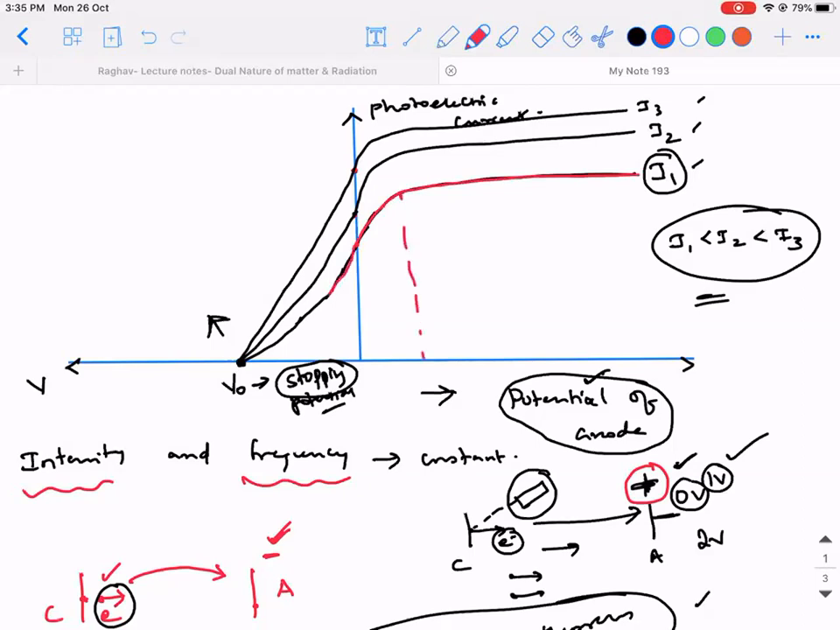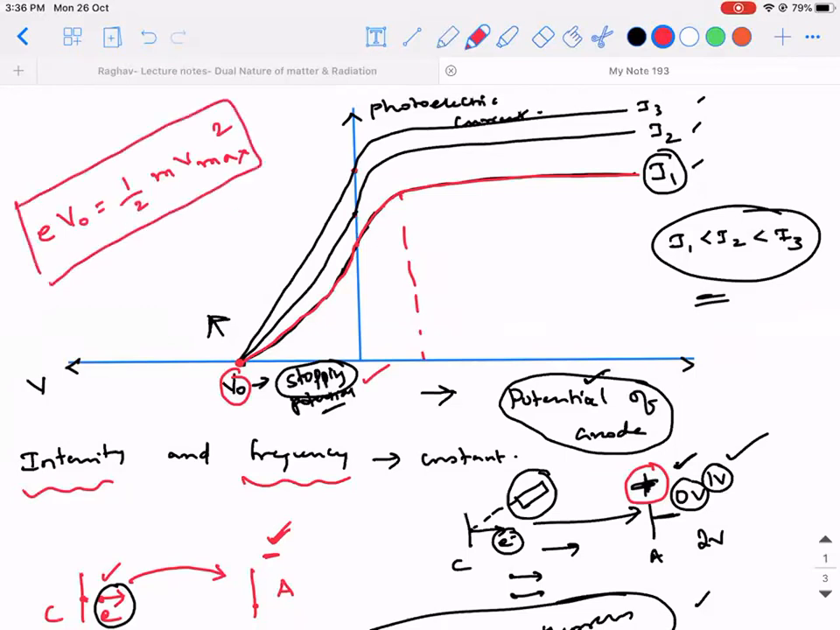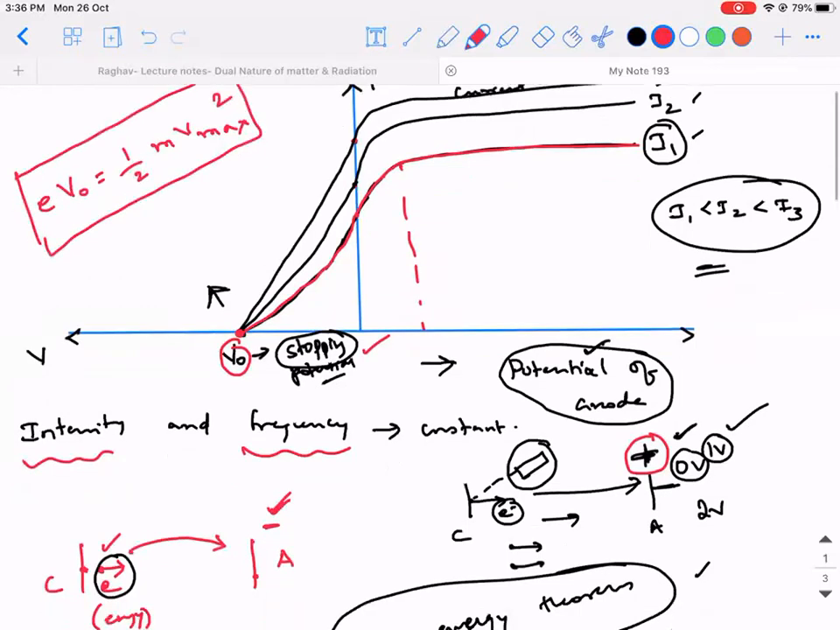Whereas in the reverse direction, the current will decrease and it becomes zero at a particular value, which is called the stopping potential. I explained what stopping potential is. It is the amount of reverse potential, that is the negative potential, that needs to be given to the anode to ensure that the electrons do not reach. With the help of that, we will be able to find out the maximum kinetic energy of the electrons by using the work energy theorem. This also we discussed in the previous class.